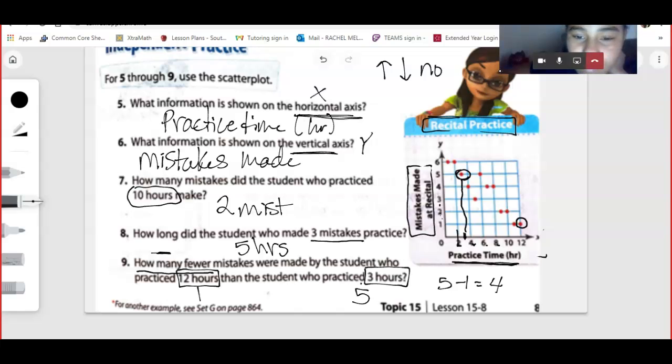Okay, so what that tells me on this graph is that the more I practice, the less mistakes I will make. Okay, any questions?